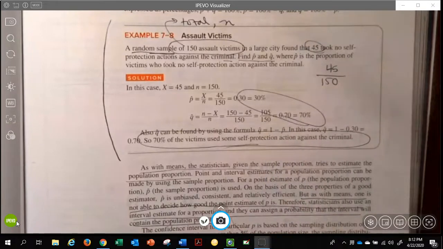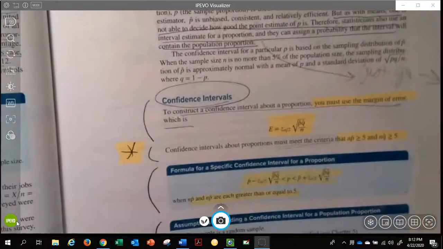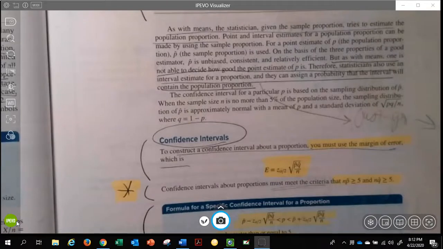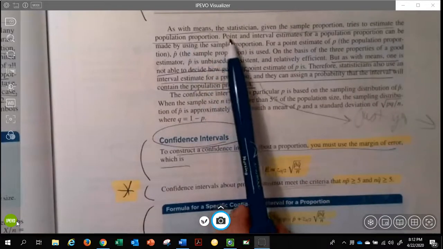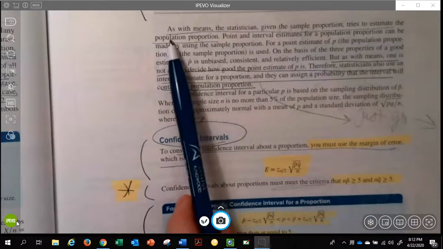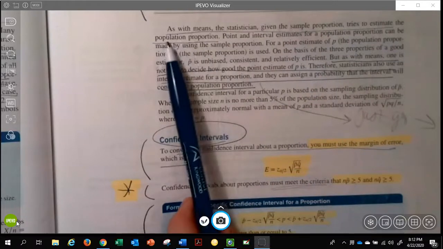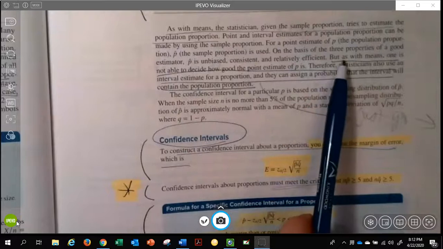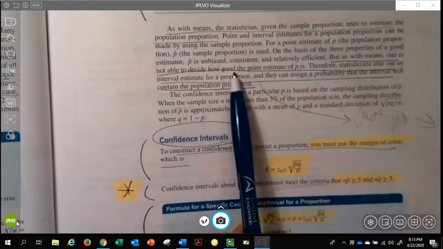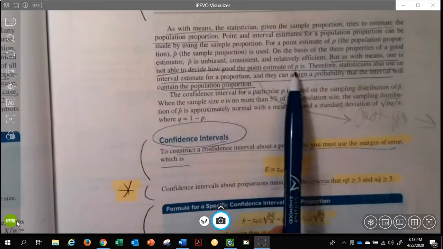You just need to stay oriented with which one's P hat, the quality we want, and then the other, the one we don't want, is Q hat. As with means, the statistician, given the sample proportion, tries to estimate the population proportion. We are looking for P. But, as with the means, one is not really able to decide how good our little estimate's going to be.